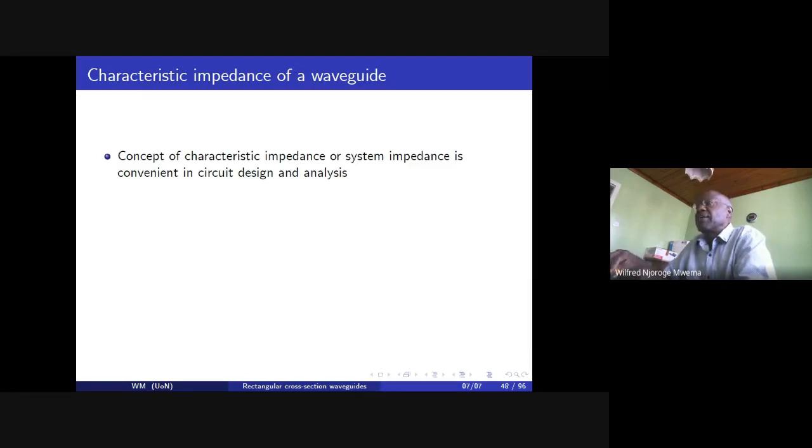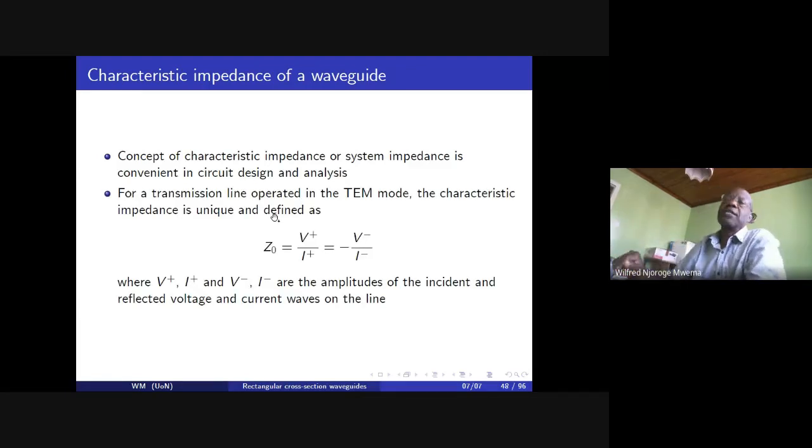Then the current also has a sinusoidal kind of function, because the H field that we use to integrate to get the current is also non-uniform, and therefore we can always define what the current will be. Then we divide the voltage we have obtained by the current, and we get an impedance which we can choose to call a characteristic impedance. And this is what we are going to do now. For a transmission line operated in the TEM mode, the characteristic impedance is a unique value, defined as Z0 equal to the ratio of the voltage amplitude and the current amplitude of the forward propagating wave component, or the negative of the ratio of the voltage amplitude and the current amplitude of the reflected voltage and current waves on that line.